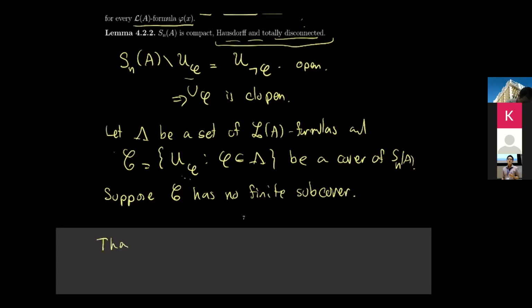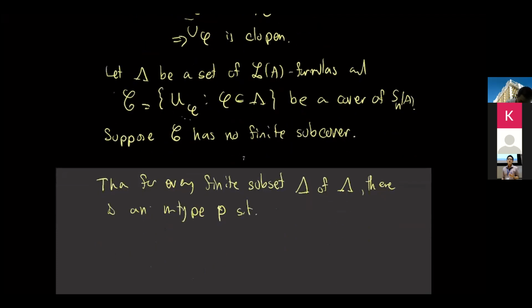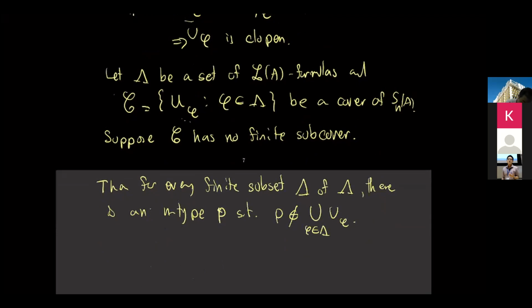Okay, so now you can look at this. Then what does this one mean? Then for every finite subset Delta of Lambda, there is an n-type p such that p is not in the union of U_phi, where phi is in Delta. Okay. And that will mean not-phi is in p for every phi that is in Delta.